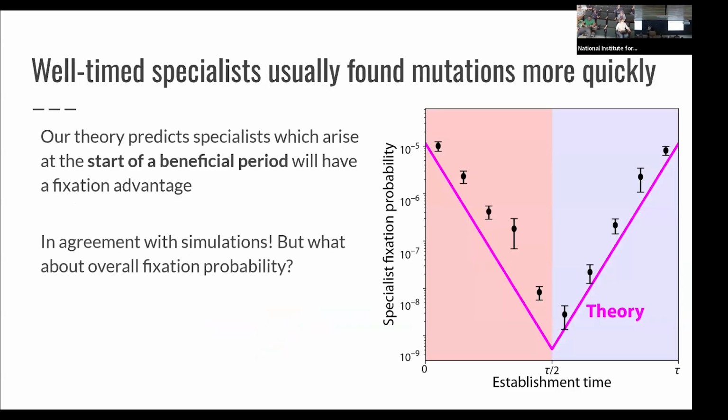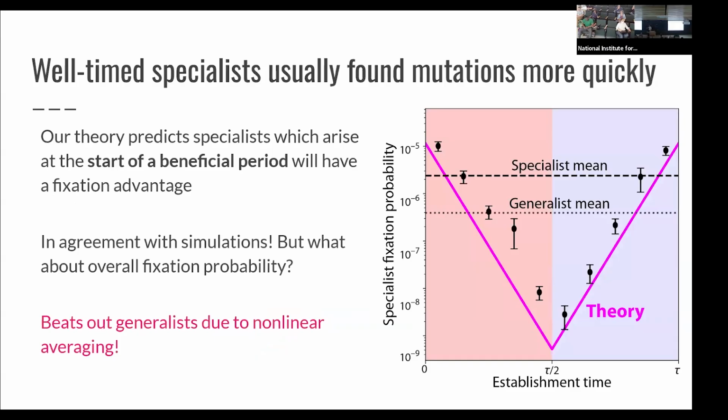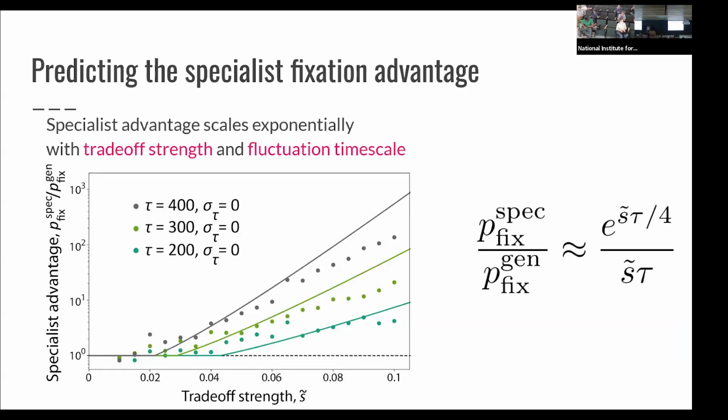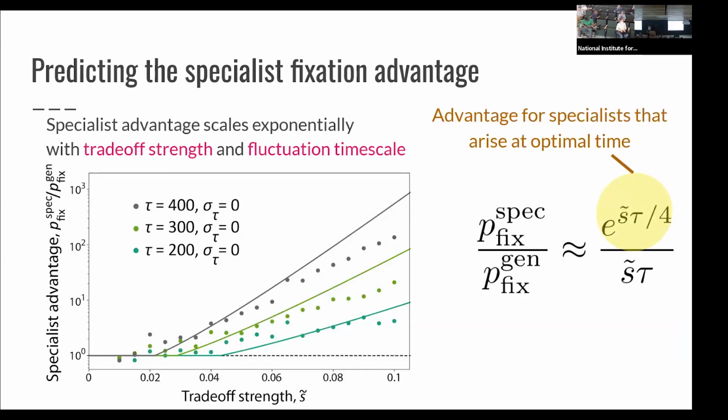And the overall fixation probability is just averaging over establishment time. And because this is an exponential function on a log scale, that average will be dominated by mutations that arise near the optimal time, and that pulls the specialist mean above the generalist mean. So we can use that to put theory predictions on our earlier plots, and we see that the overall specialist advantage scales with the trade-off strength as well as the environmental fluctuation time scale in a periodic environment. So this top factor is just the advantage for specialists that arise at the exact right time, and the bottom factor is the chance that they arise at the right time as opposed to a bad time. And we see that there's reasonable agreement with simulations.